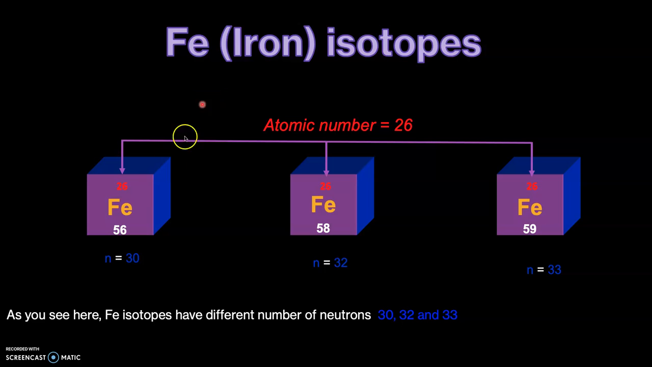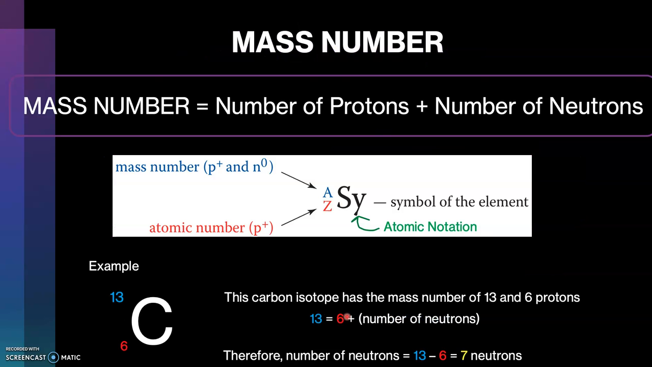So let's look at iron isotopes. Iron has three different isotopes: iron 56, iron 58, and iron 59. The iron 56 isotope has 30 neutrons. Iron 58 has 32 neutrons, and iron 59 has 33 neutrons. So you see, iron isotopes have different numbers of neutrons. How do you determine the number of neutrons?